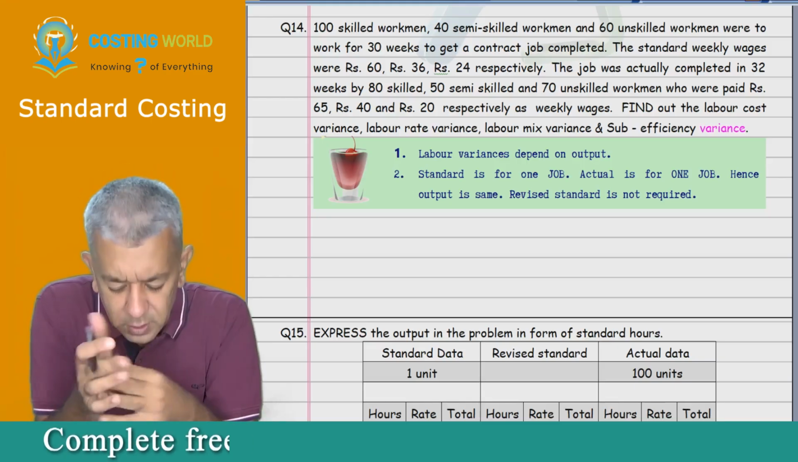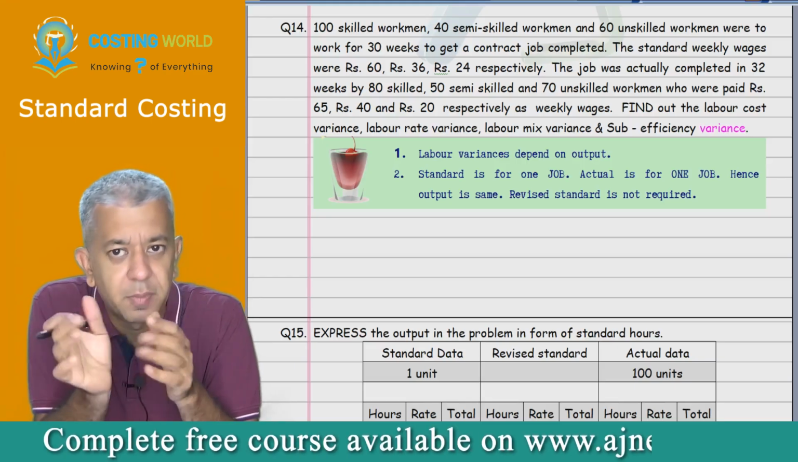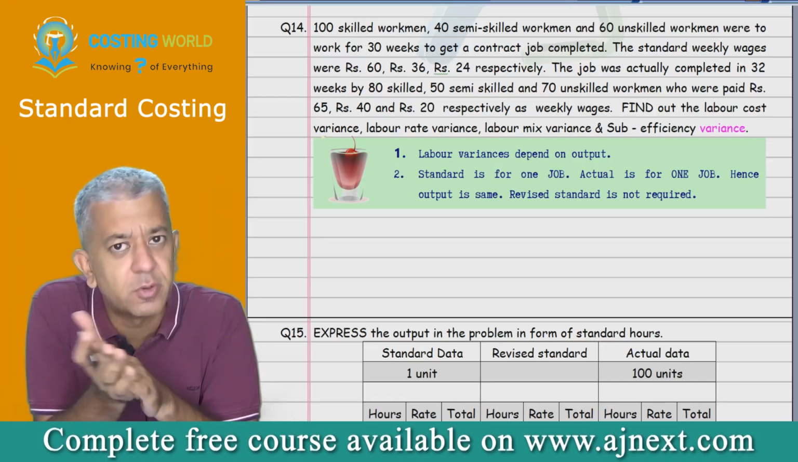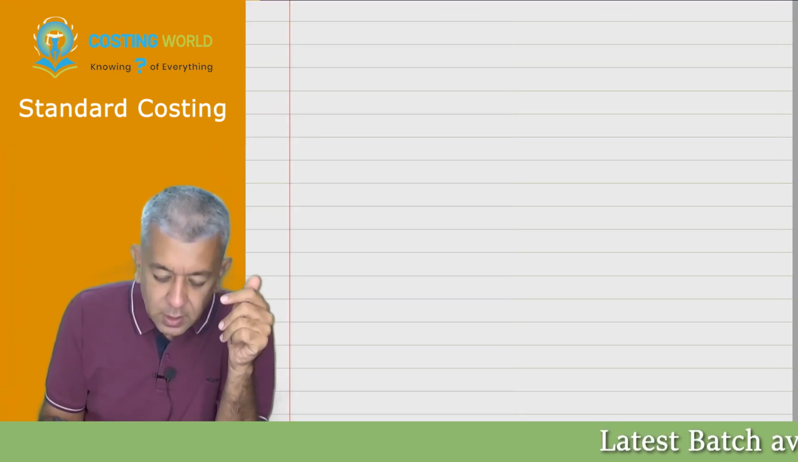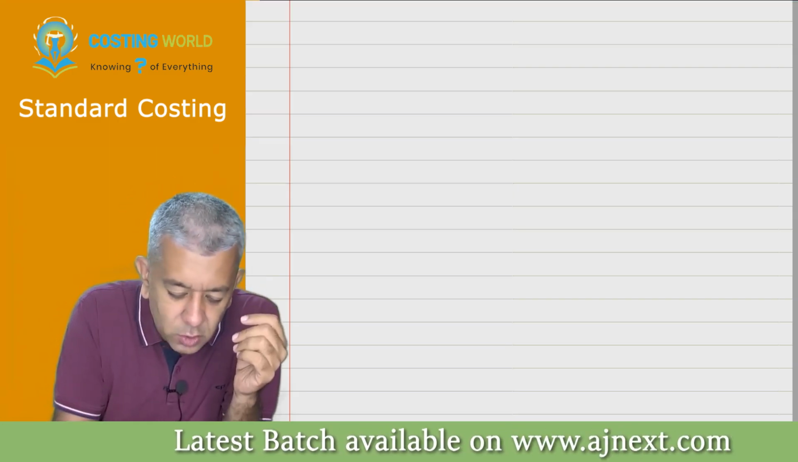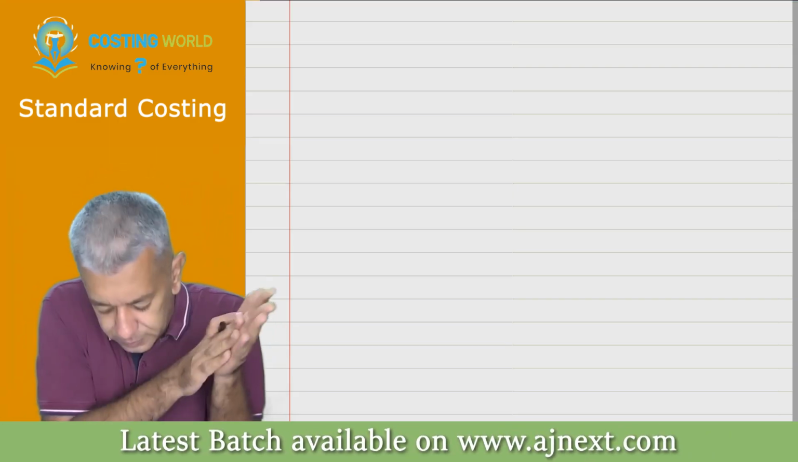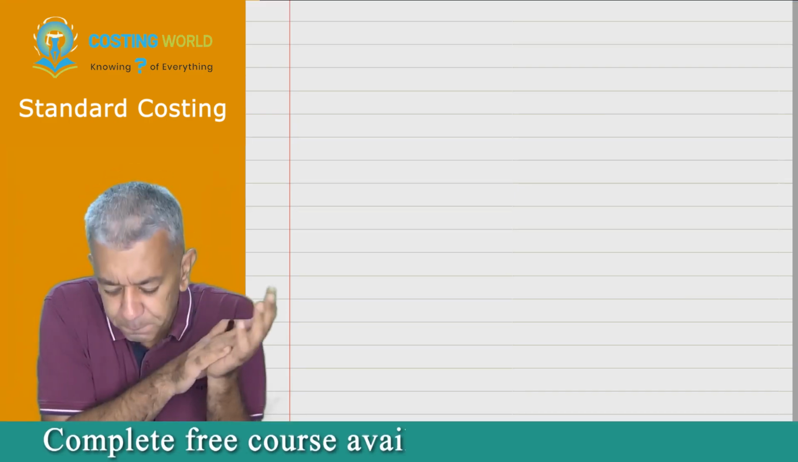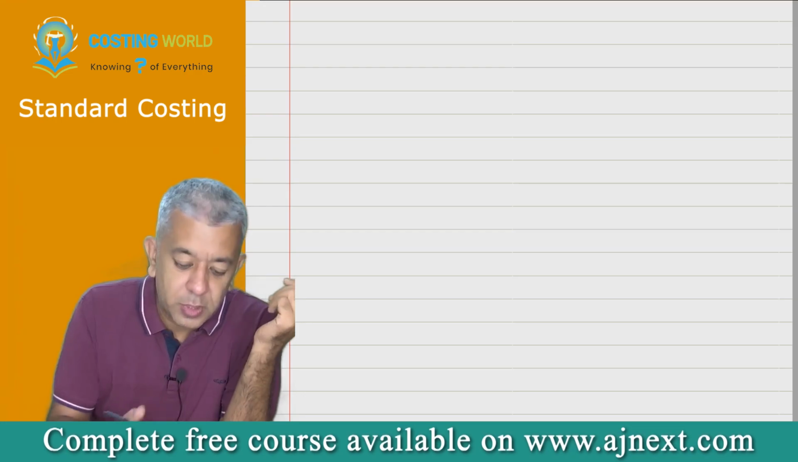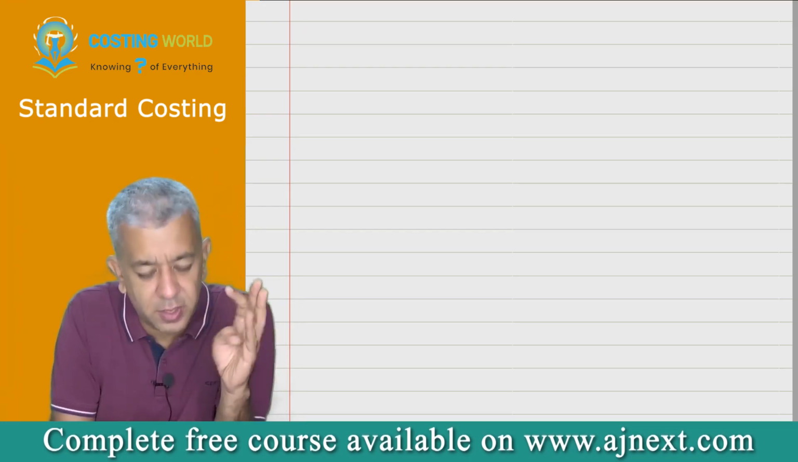We'll continue with our material, we'll continue with our labor variances. Okay, now in the last lecture we had started with labor variances, so we'll continue with that. Labor variances as such obviously depend upon output, so that's what we are going to be dealing with. It depends upon output.